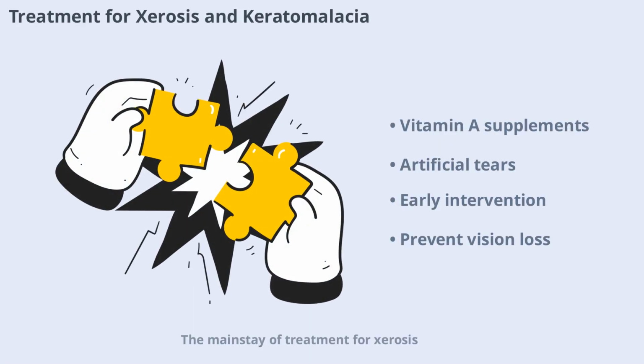The mainstay of treatment for xerosis and keratomalacia is vitamin A supplementation. This can be given as injections or oral supplements, depending on the severity of the deficiency. Artificial tears may also be used to keep the eye moist and comfortable. Early intervention is crucial to prevent permanent vision loss, especially in children who are most at risk. Addressing nutritional deficiencies is a key part of management.